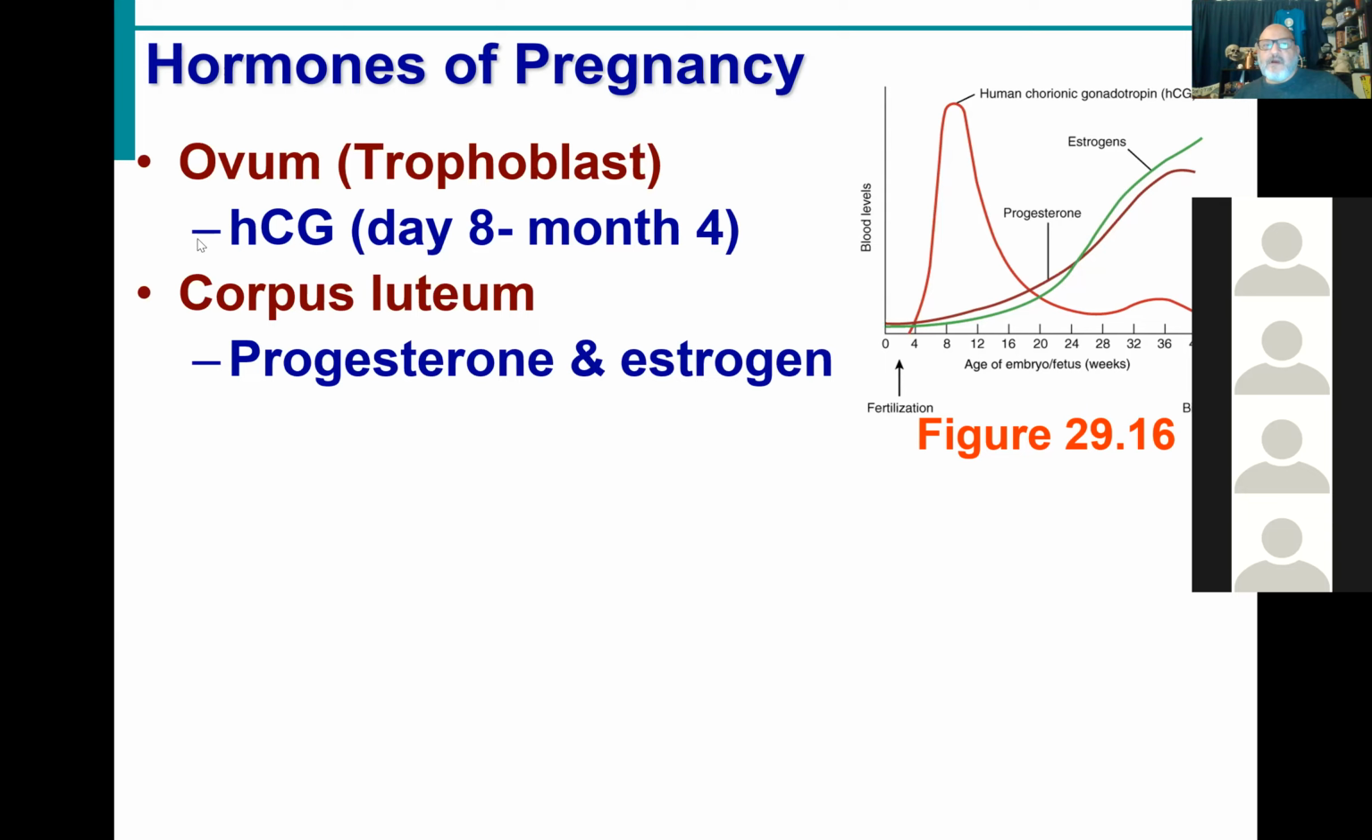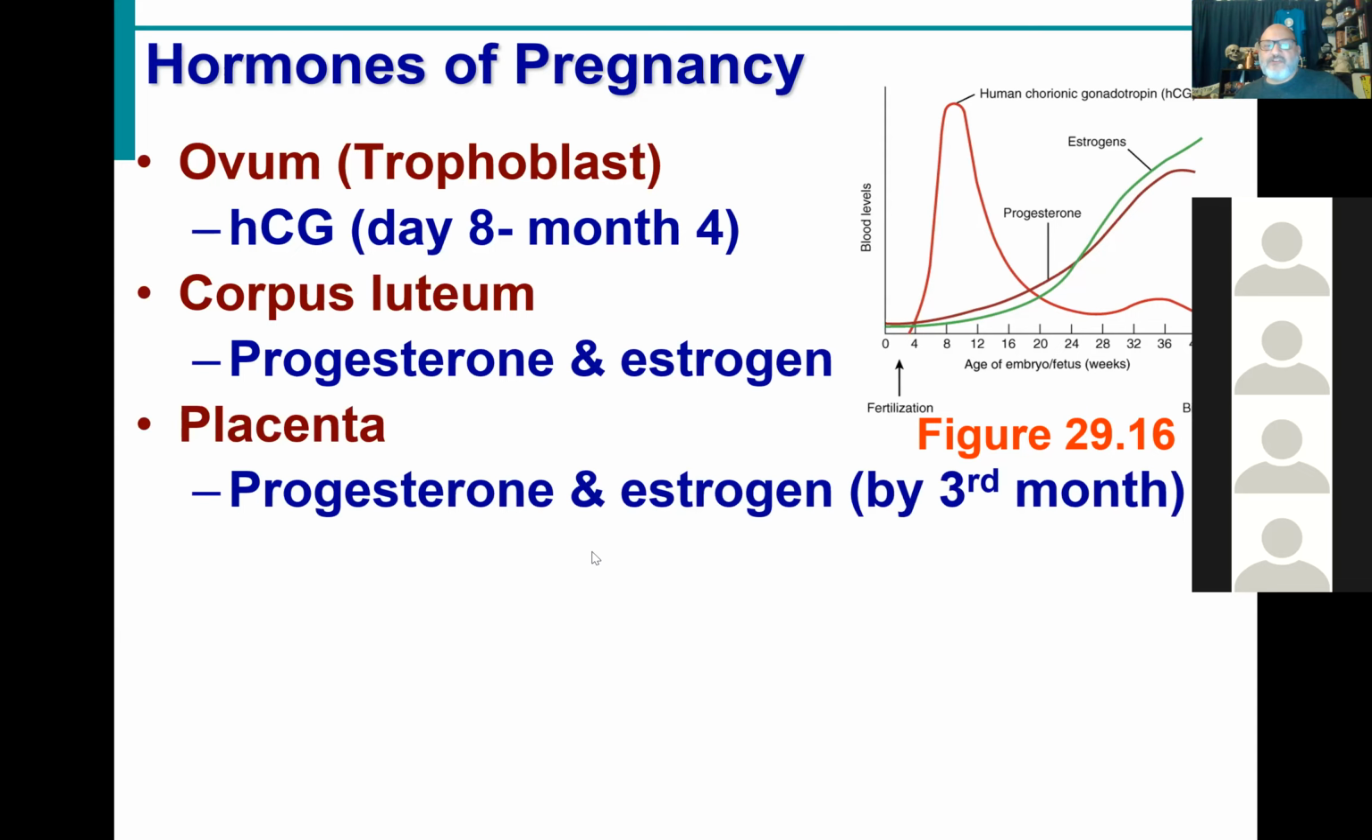Again, our trophoblast is producing human chorionic gonadotropin. Our corpus luteum produces the progestin and the estrogens until the placenta, again, starting around week 9 till it's fully formed by the end of the 3rd month, is the primary source of our estrogen and progesterones. However, as we also know, the placenta produces a lot of other hormones as well, like relaxin. What did we say relaxin does?